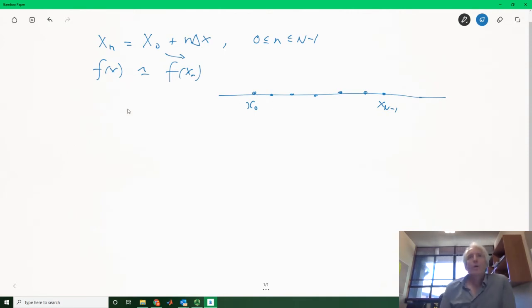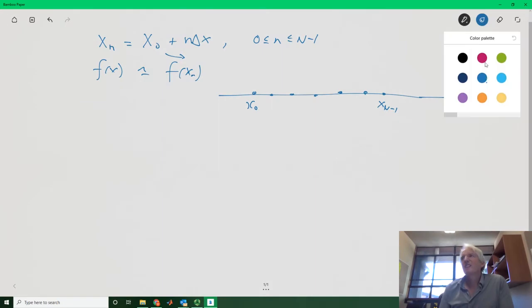Now, when we go to the Fourier space, we've got to work out the values of k_n. Now, one of the things about the Fourier transform is that it doesn't really operate on a line, it operates around a circle.